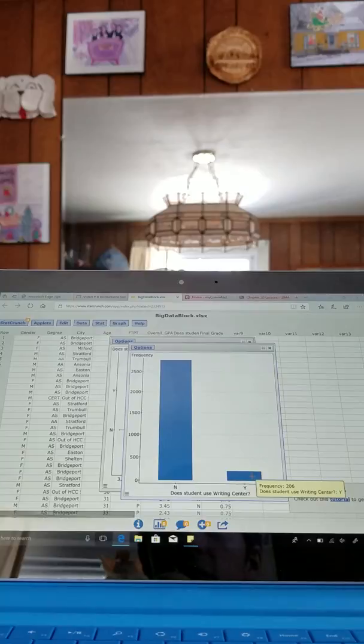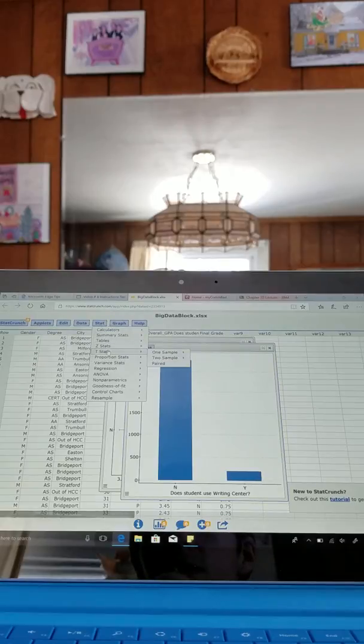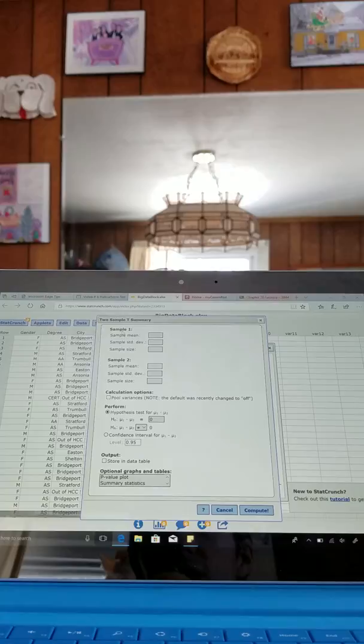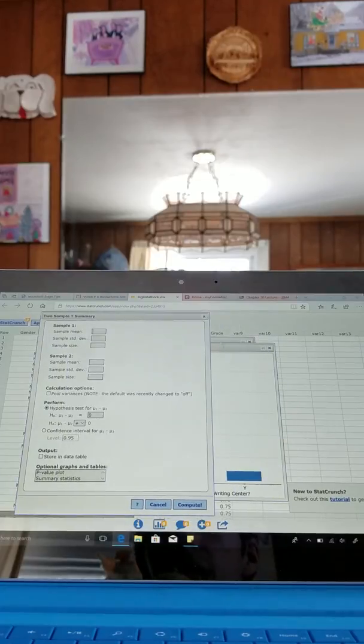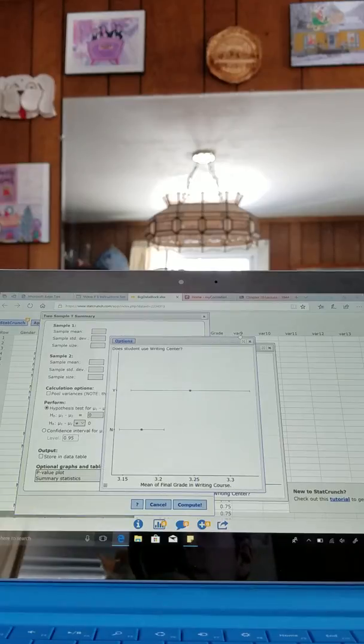So now that we have all of that information, our frequency of students in each group, and our mean and standard deviations of each group, we're going to come up here and go to t-stats, 2 samples, with summary. And we just have to plug this into our 2 samples here, sample 1 and sample 2. So for our sample 2, I'm going to use our yes column.